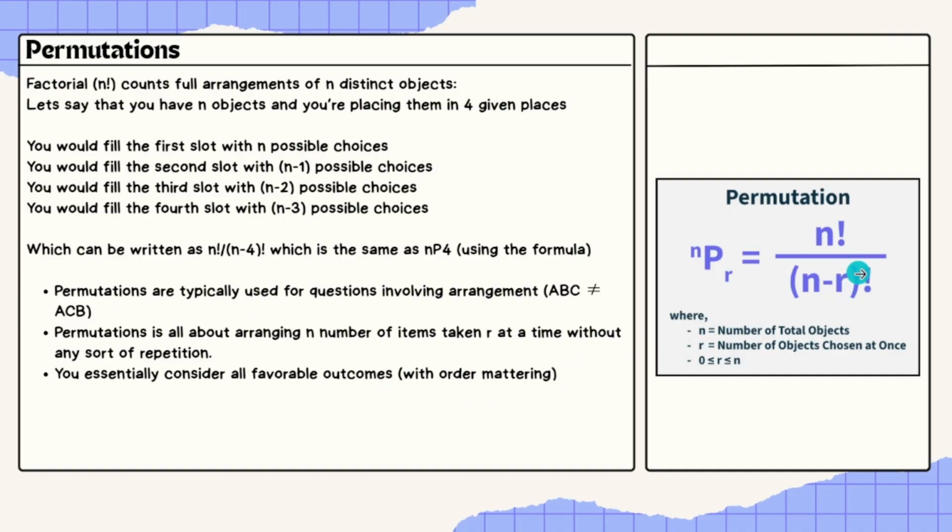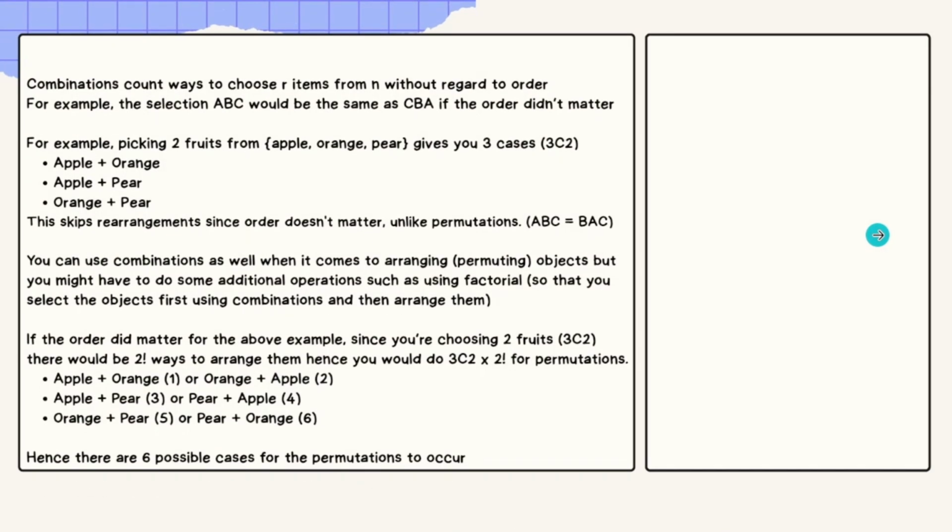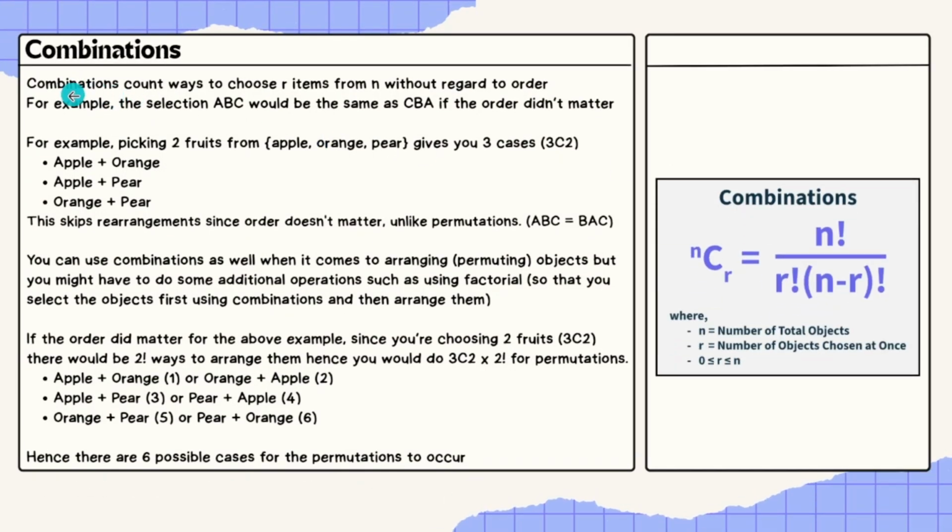Now moving on to combinations. Now combinations counts ways to choose r items from n objects without regard to order. For example, the selection ABC would be the same as CBA since the order doesn't matter. So now I've given an example over here. In this case, we are picking two fruits from these three given fruits.